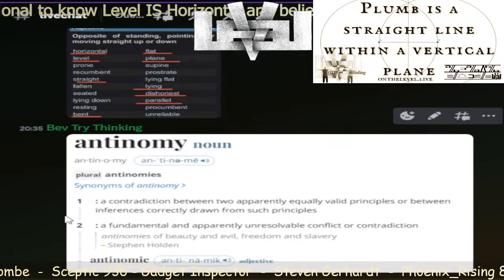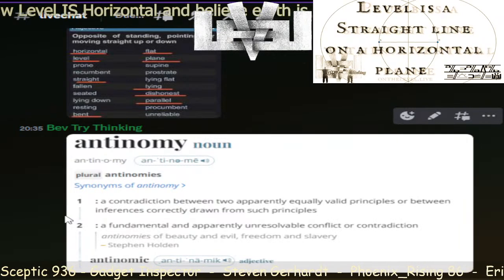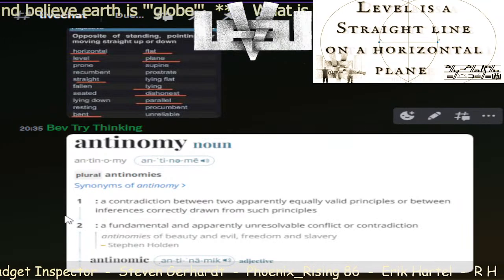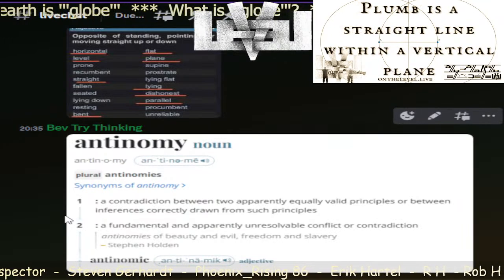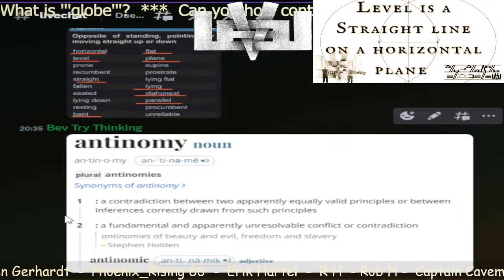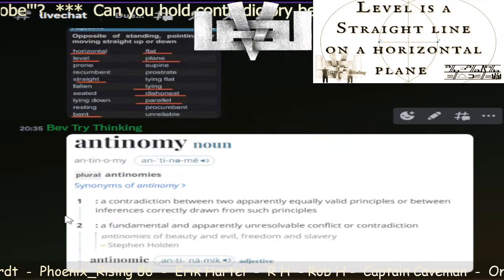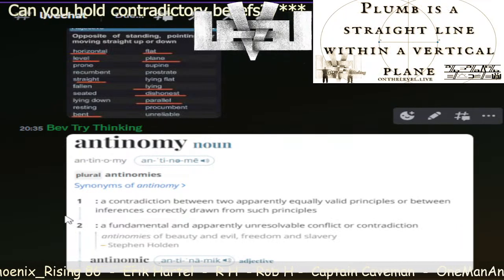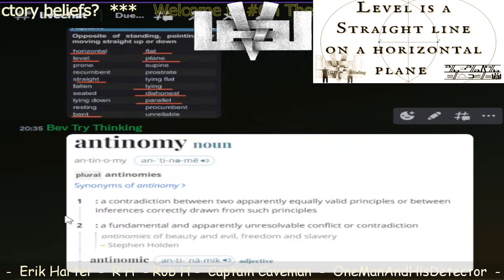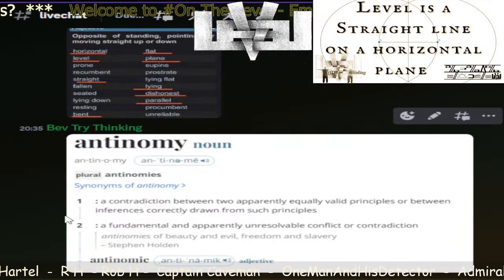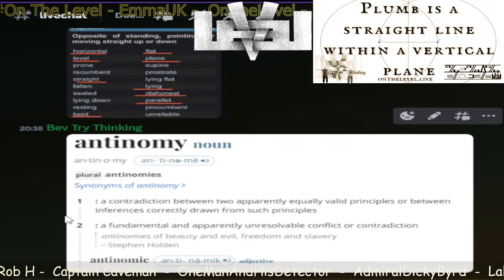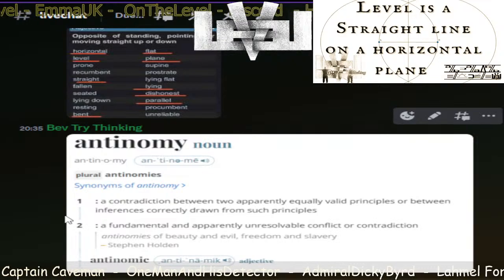I can prove the dogmatic globe. And I can prove that the earth isn't flat. All positive claims. The earth isn't flat, the earth isn't level, and the earth isn't horizontal.